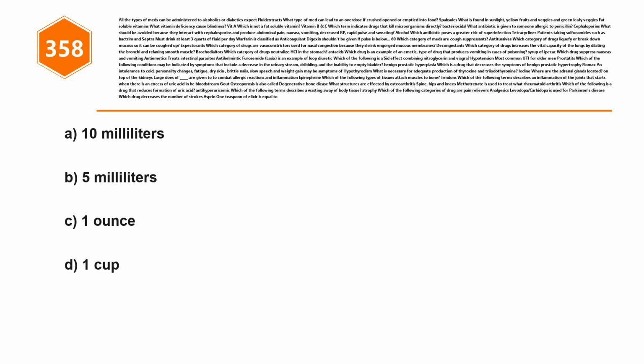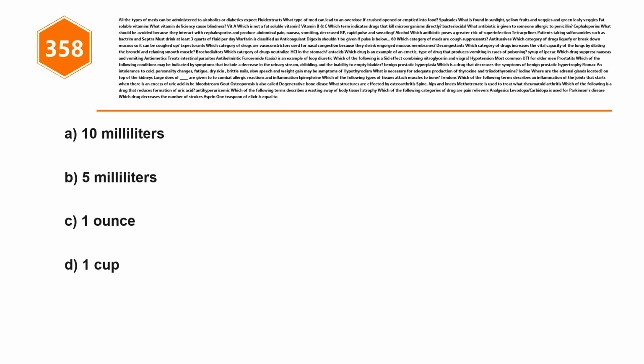Digoxin shouldn't be given if pulse is below 60. Which category of meds are cough suppressants? Antitussives. Which category of drugs liquefy or break down mucus so it can be coughed up? Expectorants. Which category of drugs are vasoconstrictors used for nasal congestion because they shrink engorged mucous membranes? Decongestants. Which category of drugs increases the vital capacity of the lungs by dilating the bronchi and relaxing smooth muscle? Bronchodilators.